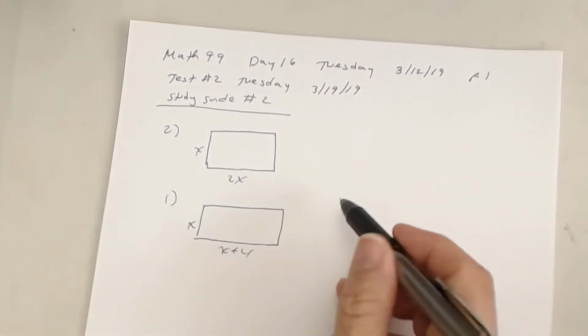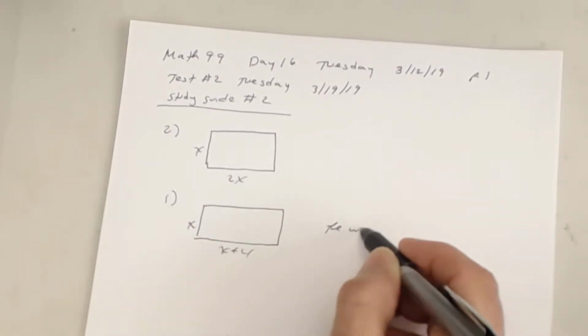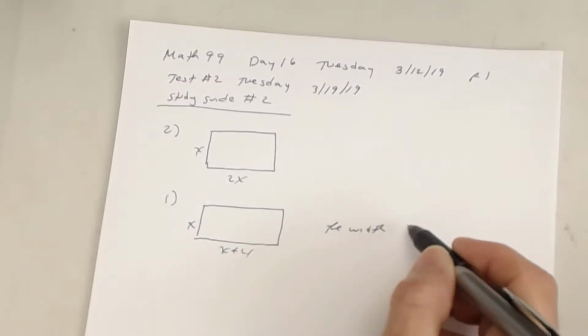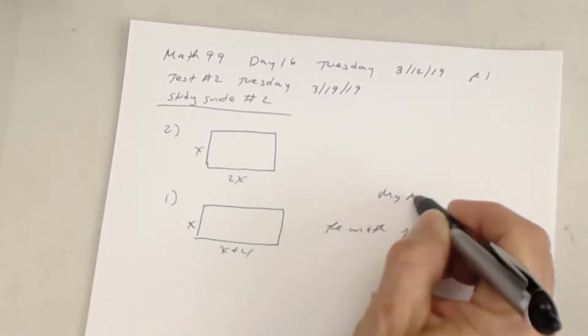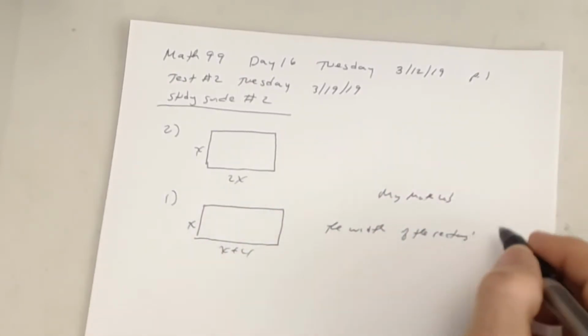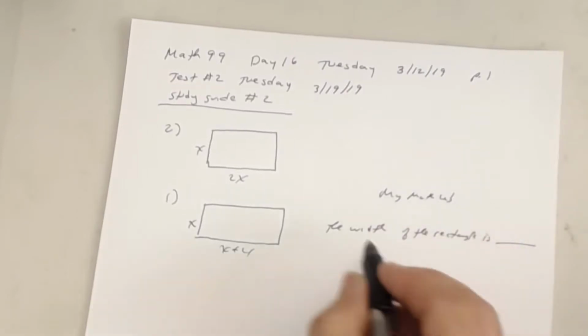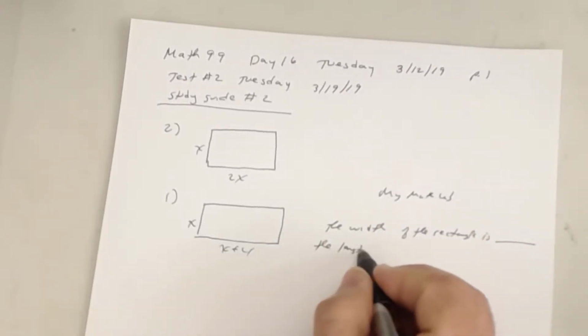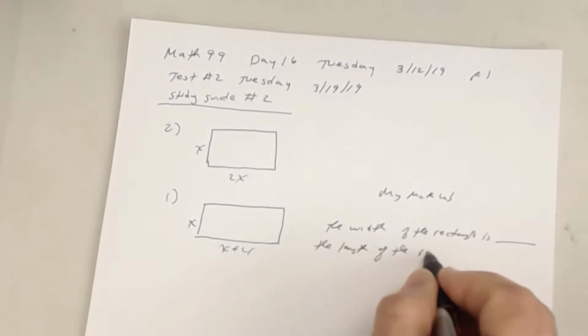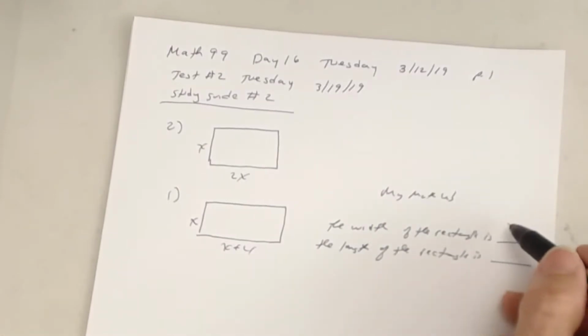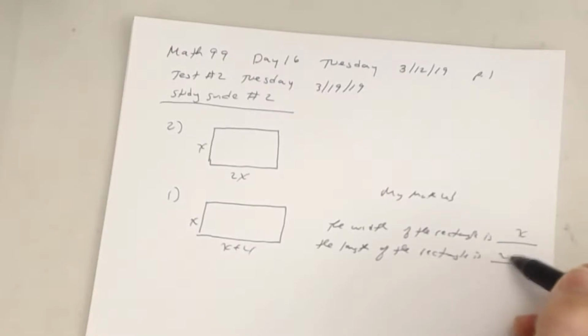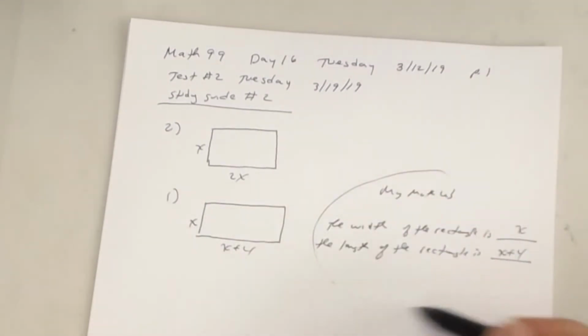So in my math lab, this is what they have. They have the width of the rectangle is blank, and the length of the rectangle is blank. And what's the width of the rectangle represented as here? X. And what are you going to put here? X plus 4. So that's what you put on my math lab.